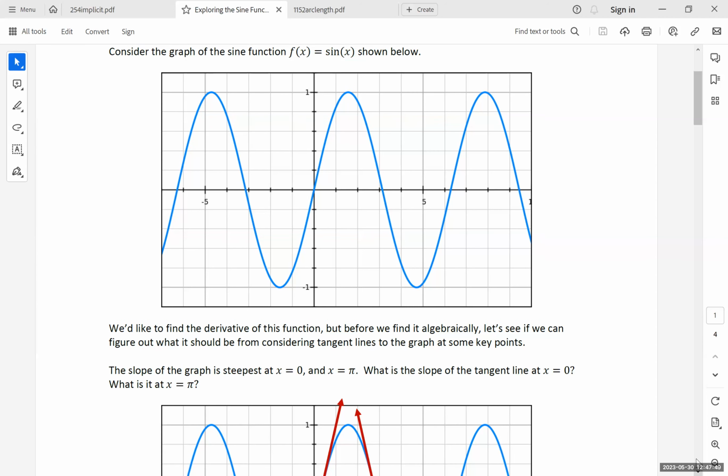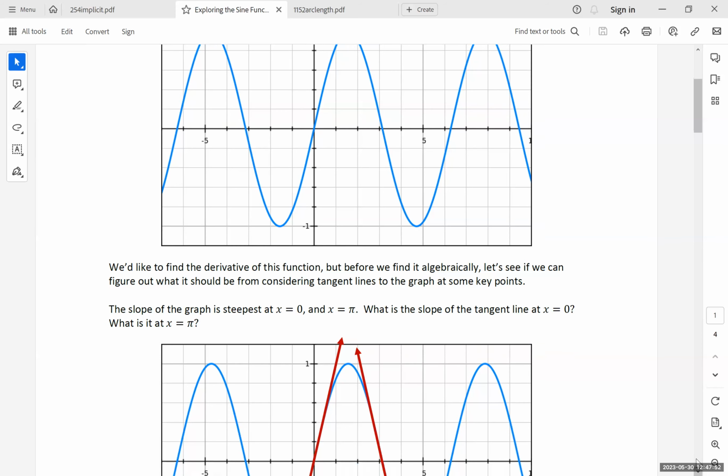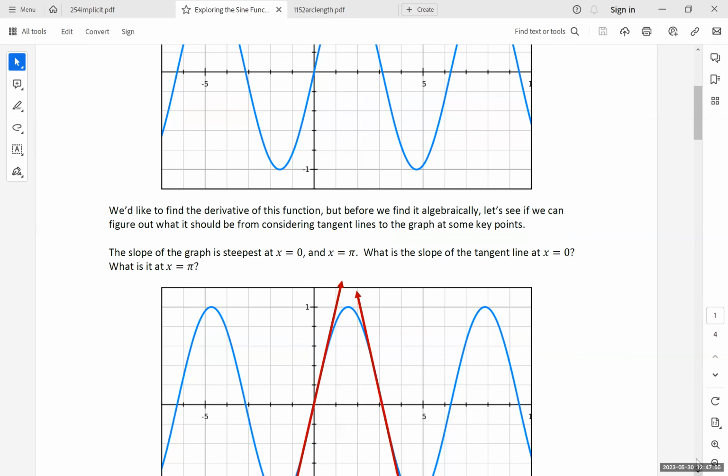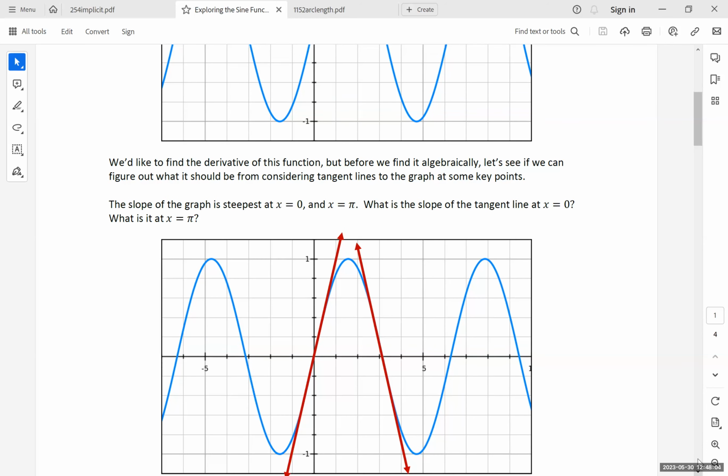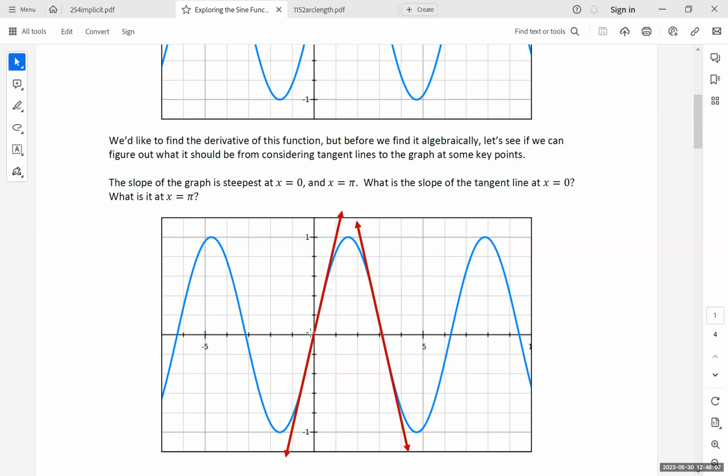So if we plot the tangent line, remember it's a straight line that passes through the graph and touches the graph at a single point. What is the slope of the tangent line? Well, it's the steepest here at, let's say, x equals 0. And if you very carefully measure how far over you're going and how far up you're going, you're basically going over 1 unit step. So this has a slope of 1 at x equals 0.